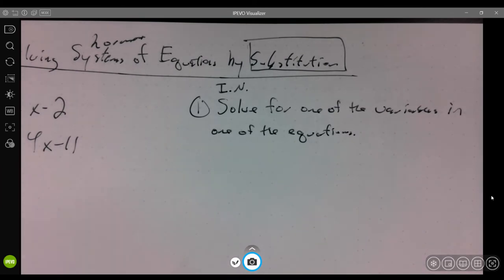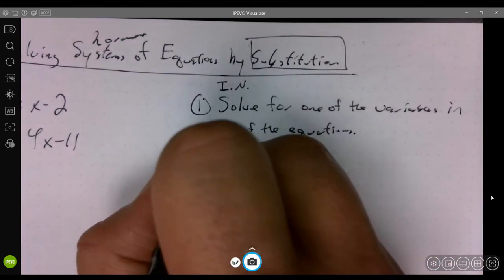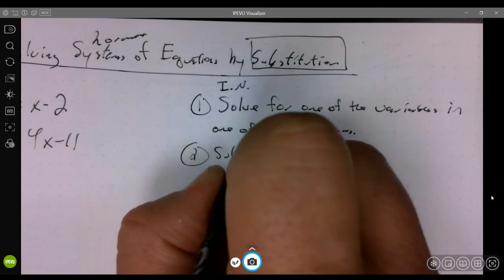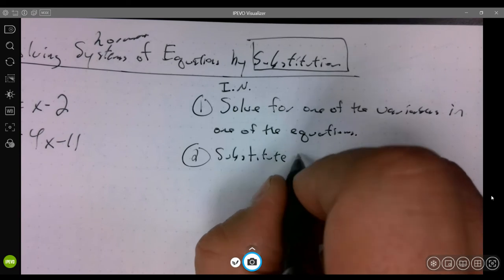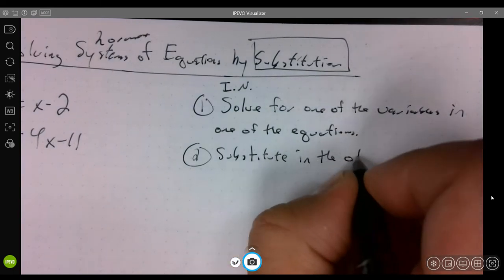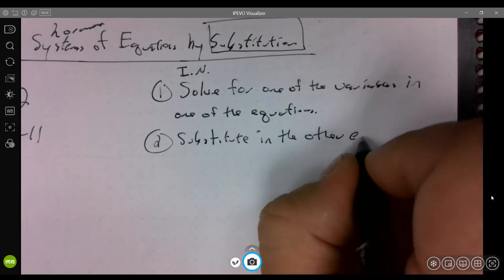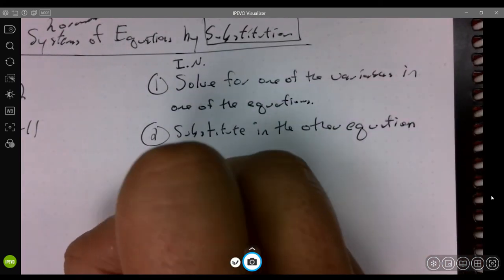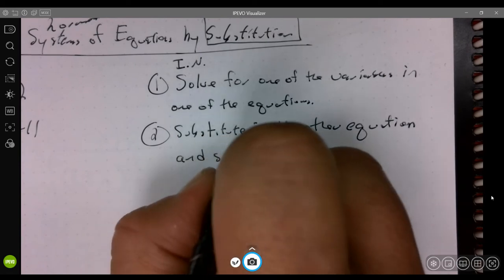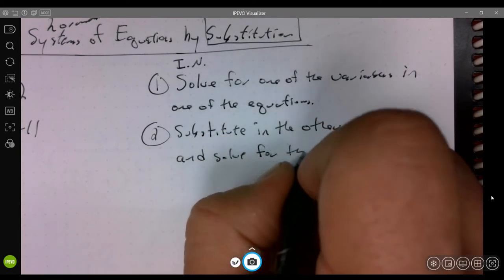Okay. The second thing that we want to do then is what this is called. We are going to substitute in the other equation and solve for that variable.